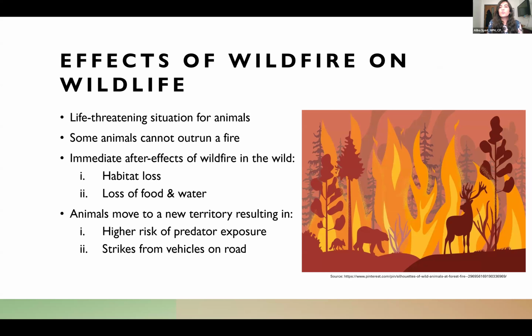Some of the immediate effects of wildfire include both habitat loss and loss of food and water resources, resulting in animals moving to a new territory. This further results in higher risks of being exposed to their predators and vehicle strikes. Some animals may also be endemic to particular areas, and if such areas are impacted by wildfires, those species may be lost and may result in extinction. As wildfires are threatening to people's health and damage their property along with wildlife, let's go over some of the prevention measures discussed in the next slide.